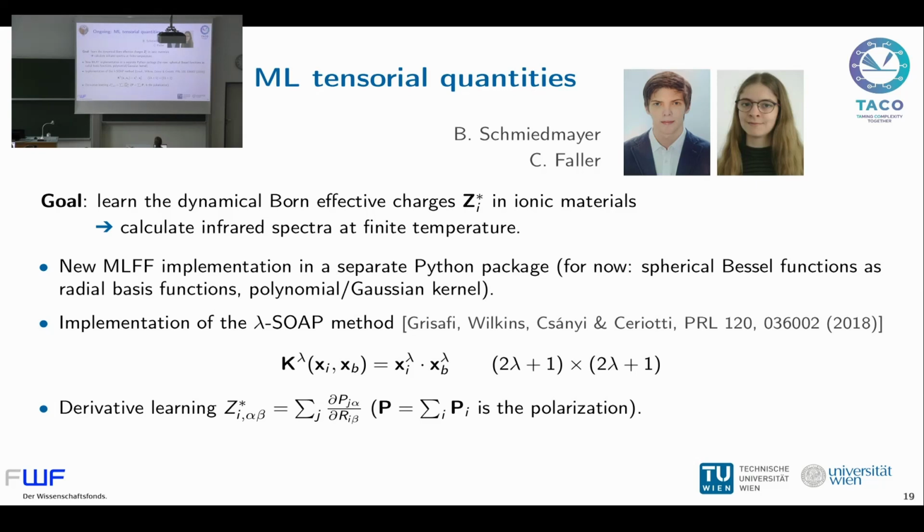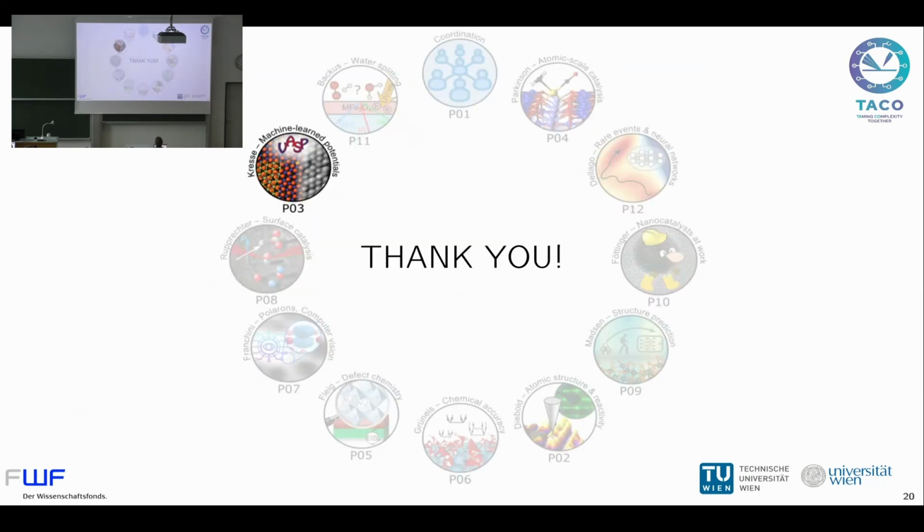We will pair the lambda-SOAP method with derivative learning, essentially exploiting the fact that the Born effective charges are derivatives of the polarization of the system. And so we set up the polarizations to be functions of the local environments, and then we directly learn the derivatives, which are the Born effective charges. And hopefully next time we'll show you results on this. So this is really the end, and thank you for listening.